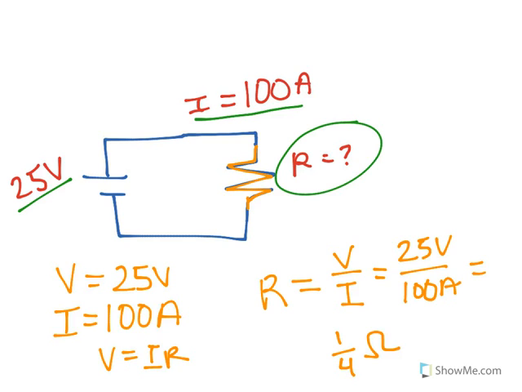So these have just been a couple of simple examples of how you can apply Ohm's law when there's only one resistor in a circuit. In the next videos, we're going to take a look at some more complicated examples using multiple resistors.